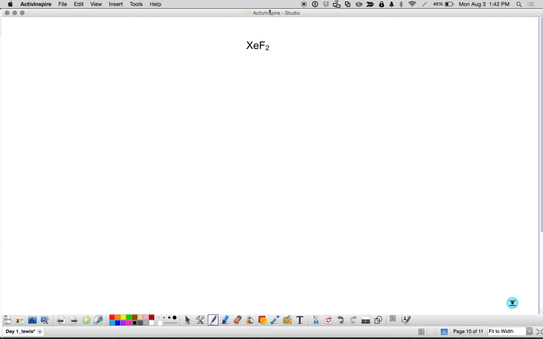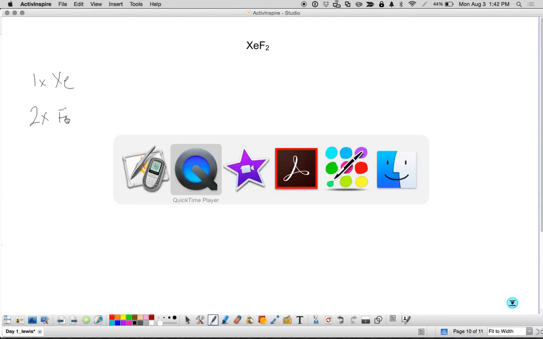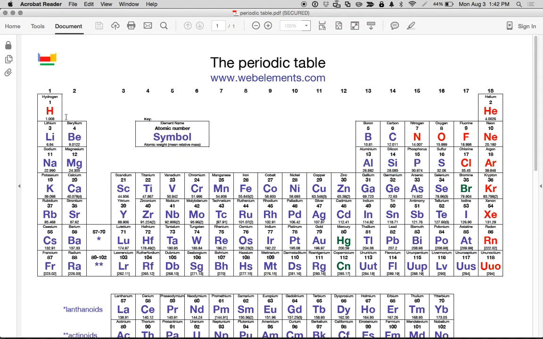So if this one looks at all strange to you, that's okay. This one is a little bit weird, but we're going to treat it just like we have all the others. So I've got 1 times xenon, and that's the weird bit, right? And 2 times fluorine. So now xenon is a noble gas. And you're thinking to yourself, but wait, noble gases are stable, so they shouldn't be making compounds, right?